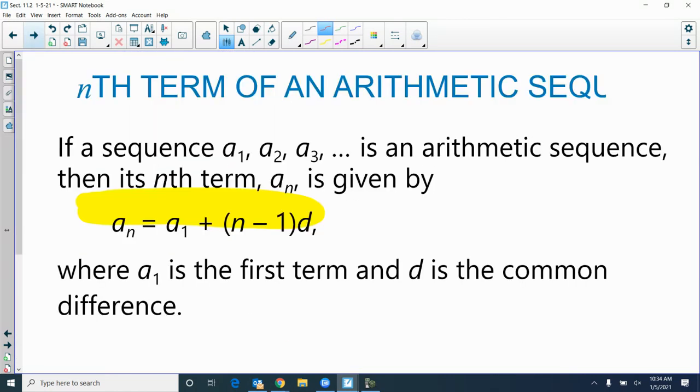All right, the nth term of an arithmetic sequence, A sub n. And this gets used a ton, so make sure you get that down in that blank there on the right-hand side. A sub n is equal to the first term plus n minus 1 times the common difference.